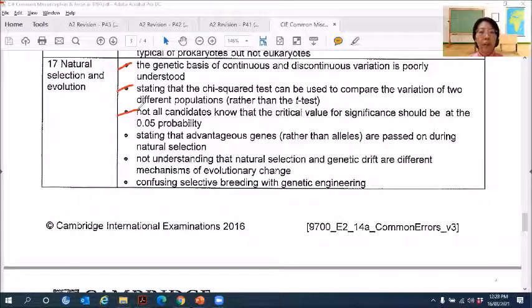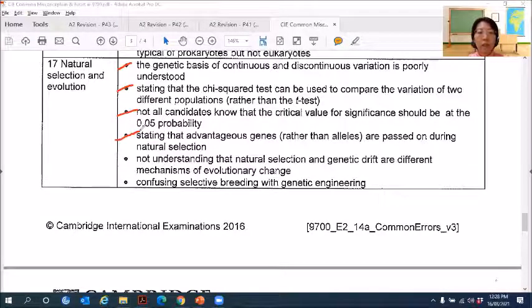Then, not all candidates know that the critical value for significance should be at the 0.05 probability. So this one all of you know, right? Critical value is the rejection point. We always reject the final 5%, right? The final 5% means 0.05, right? That's the rejection zone.